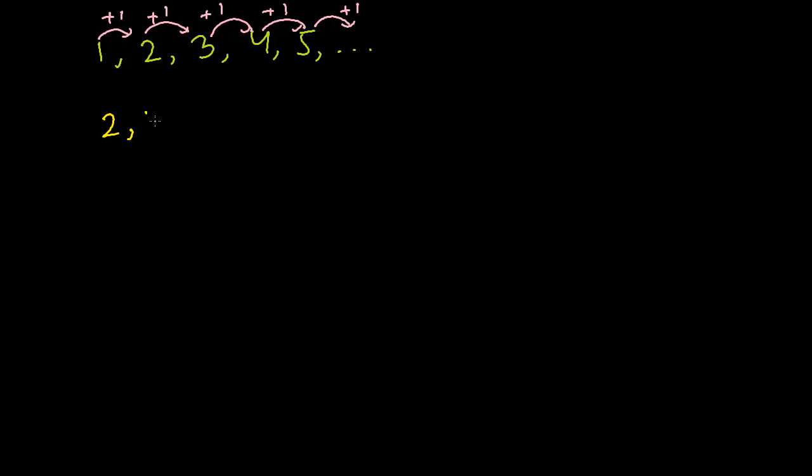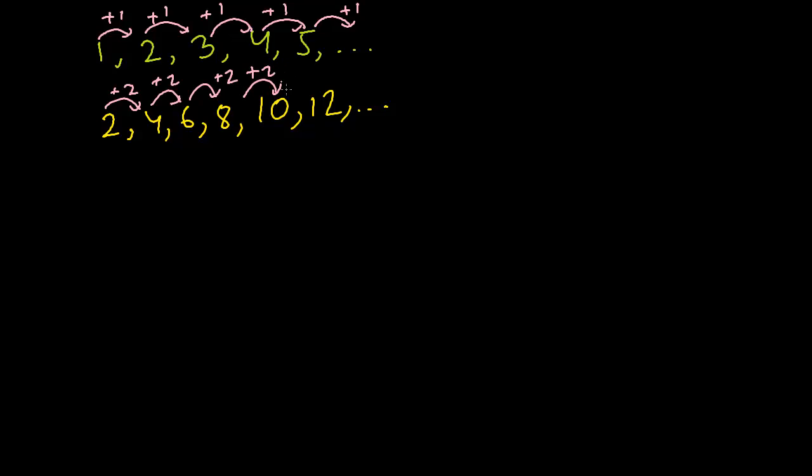Even integers: 2, 4, 6, 8, 10, 12. Again, if you keep adding the same number, this time if you add 2, you get the next one. So the one after this would be 14. 12 plus 2 is 14.